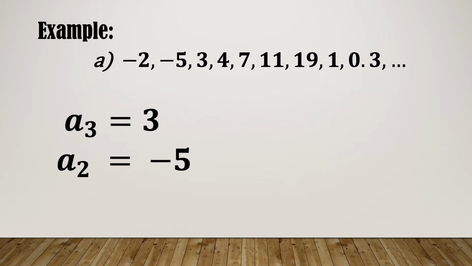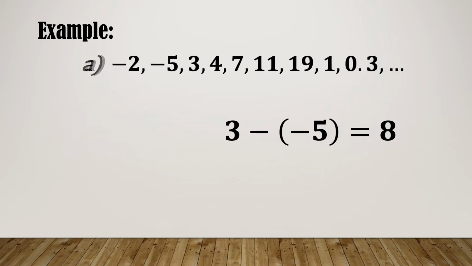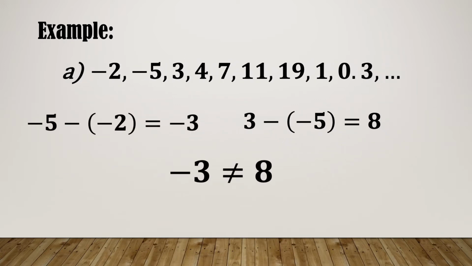Next, find the difference between the third term and the second term. We have a sub 3, or the third term, which is 3, and a sub 2 is equal to -5. So let's find the difference. 3 minus -5 is equal to 8. Since the differences are not the same, -3 is not equal to 8. The sequence is not an arithmetic sequence.